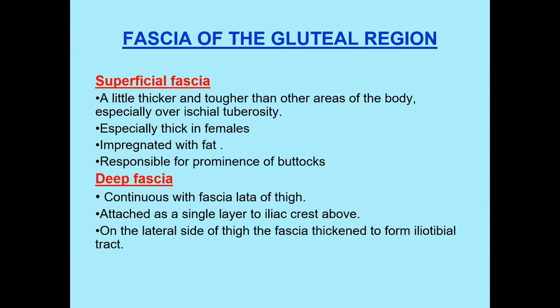Fascia of the gluteal region. There are two types of fascias present over here, superficial fascia and deep fascia. Superficial fascia, a little thicker and tougher than other areas of the body, especially over ischial tuberosity, especially thick in females, impregnated with fat, responsible for prominence of buttocks.